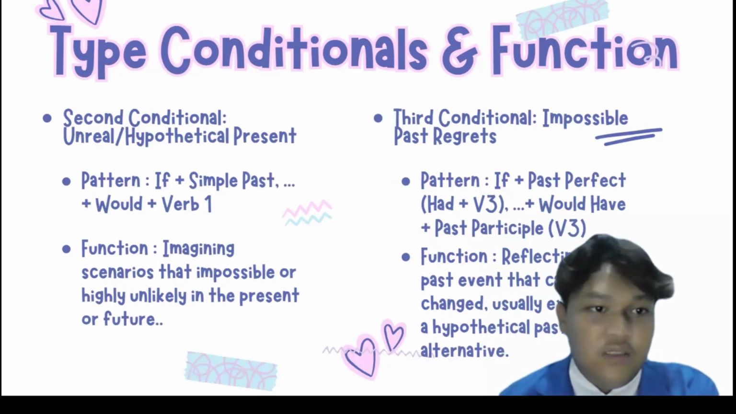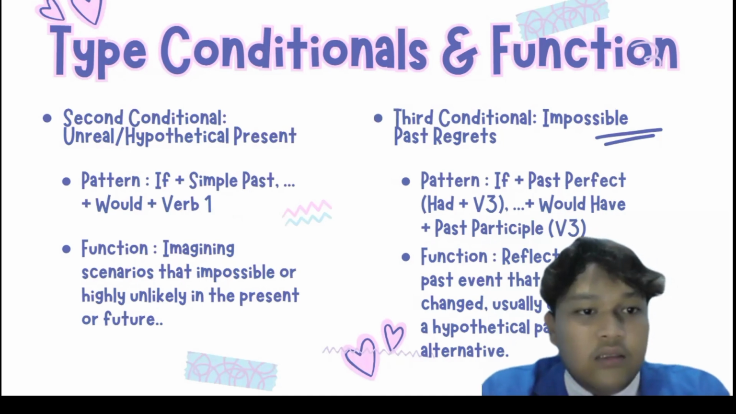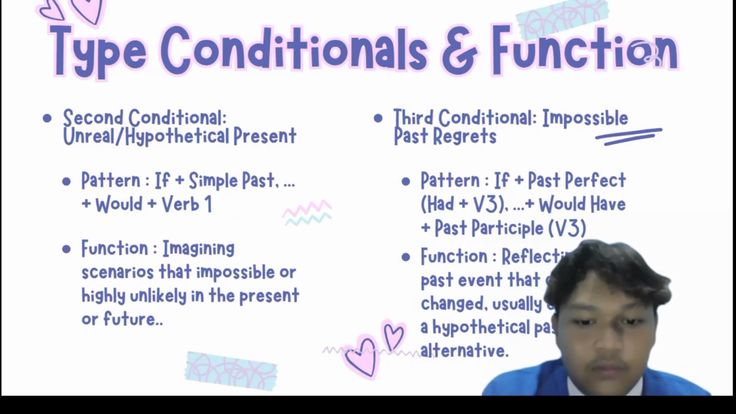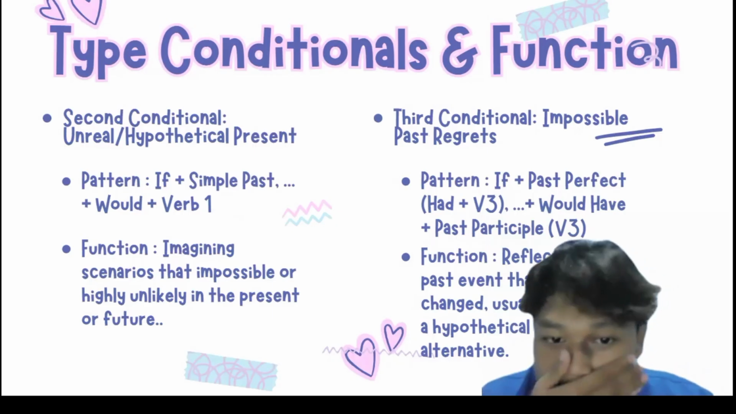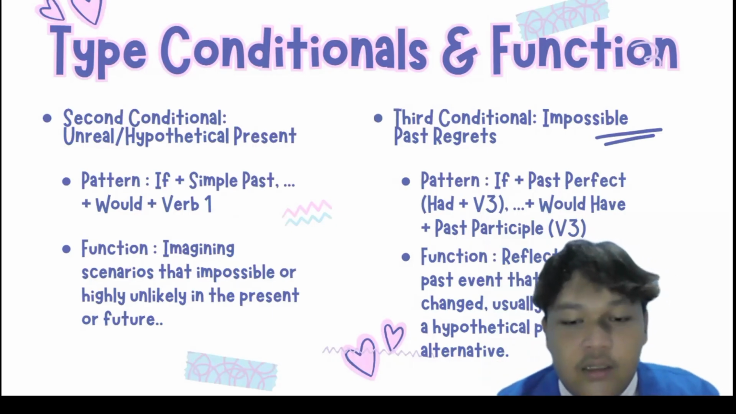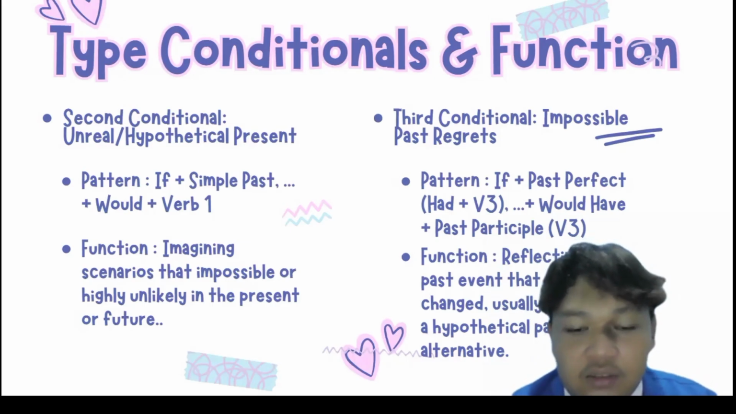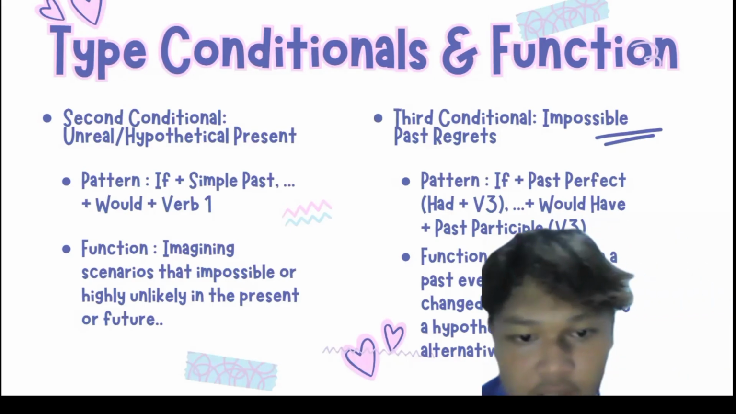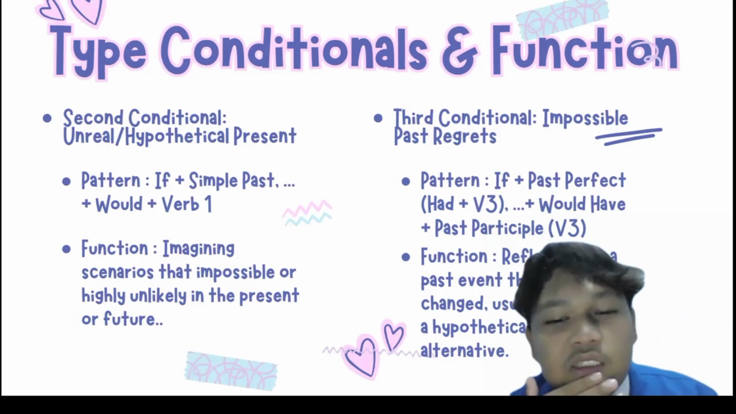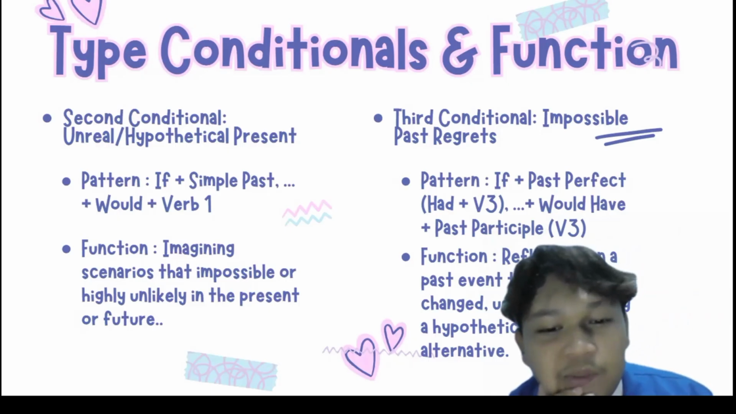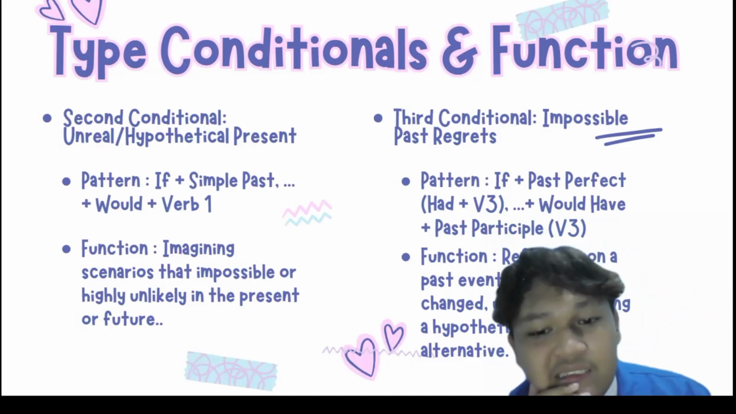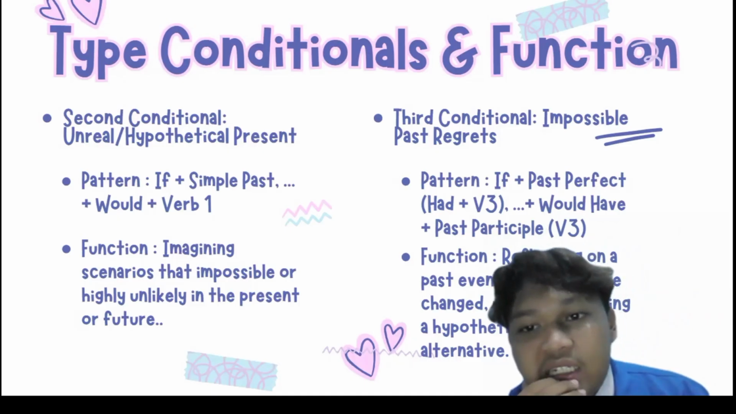And the second conditional, unreal, is for unreal and hypothetical present. The second conditional is for daydreaming or imagining things that are not true right now. Notice the structural change. We use the simple past tense after if and would in the main clause. Lastly, the third conditional changes the past.